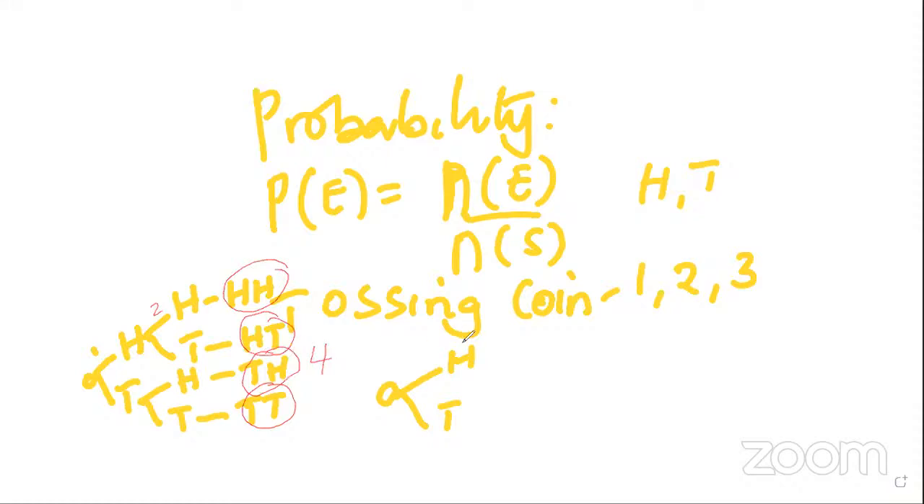Then we also saw that for once, you have only 2 outcomes. You have this one, and then we also have this other outcome.